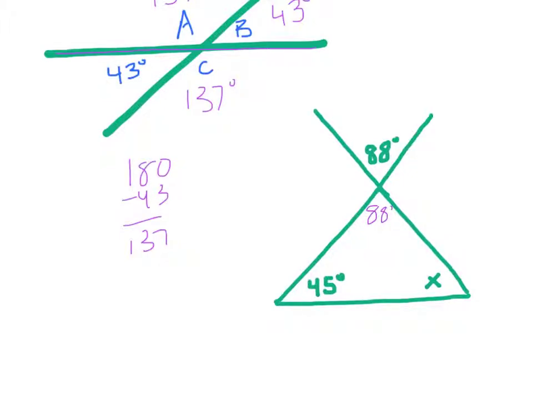Now we have two out of the three angles in our triangle, and we know that they all add up to 180 degrees. So we do 180 minus the sum of 88 plus 45, and we get 47 degrees. We want to double check to make sure that these three angles add up to 180 degrees, and they do. Remember that the interior angles of a triangle always add up to 180 degrees, and the interior angles of a quadrilateral, or a four-sided polygon, always add up to 360 degrees.